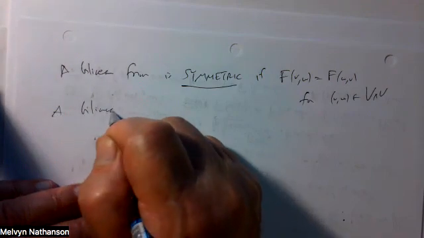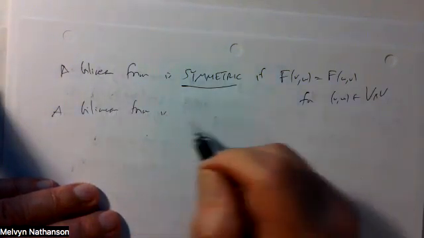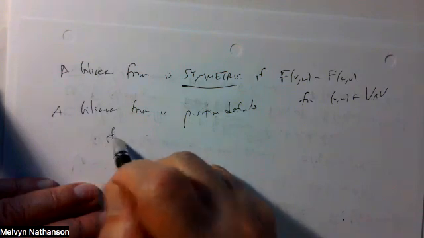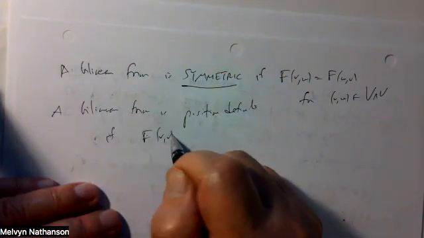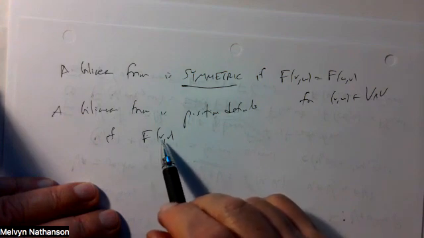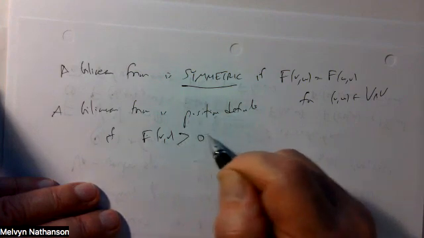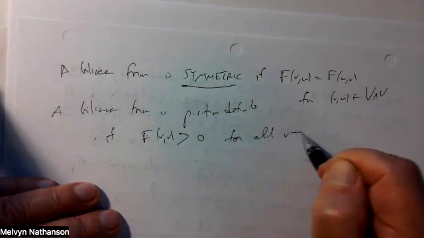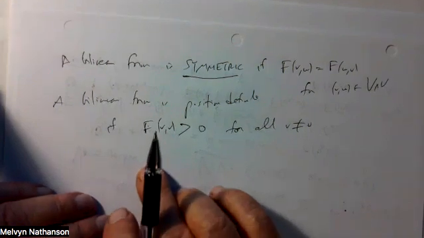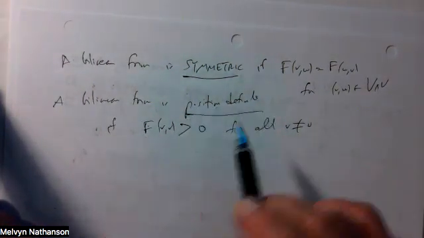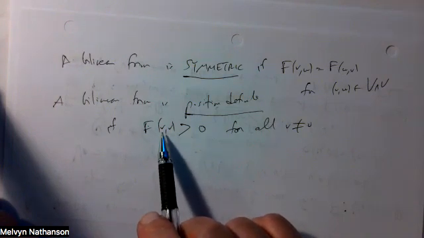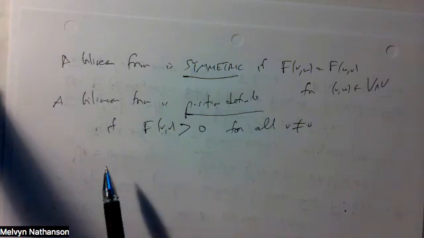And a bilinear form is positive definite if f of V comma V, so if you apply the form to a pair where the first and second coordinates are the same, is strictly greater than 0 for all V different from 0. If V is 0, this is 0, but for any V different from 0, this has to be strictly positive. It doesn't mean that the form is always positive for all pairs of vectors, only for pairs where the first and second coordinates are the same non-zero vector.